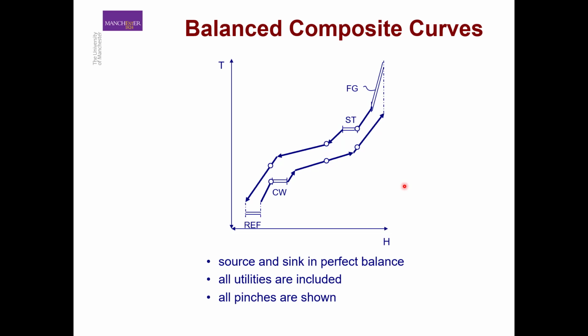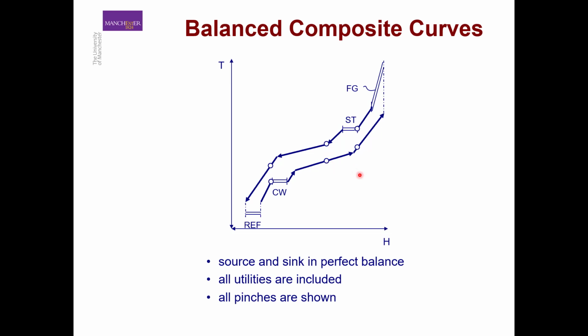So here, for example, in our balanced composite curve, we have a complex usage of utilities. We have the flue gases and steam in our hot composite curve, and we have refrigeration and cooling water for our cold composite curve. Here is our process pinch, and then we have one utility pinch below the process pinch, and a second utility pinch above the process pinch.